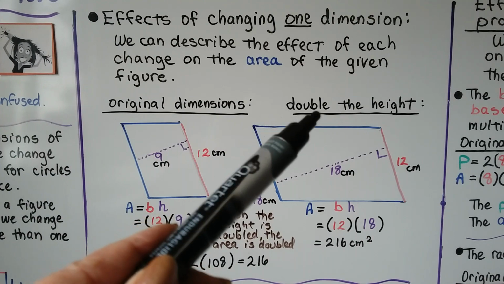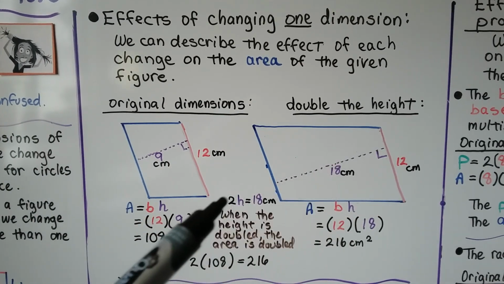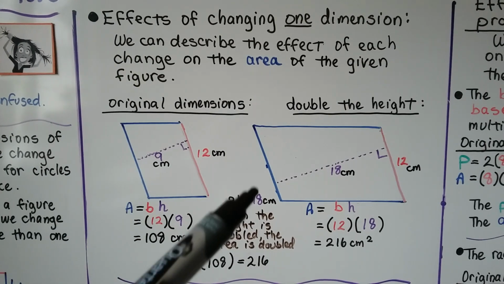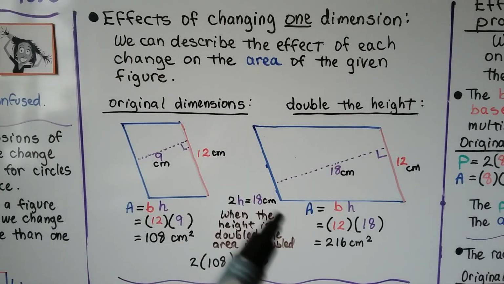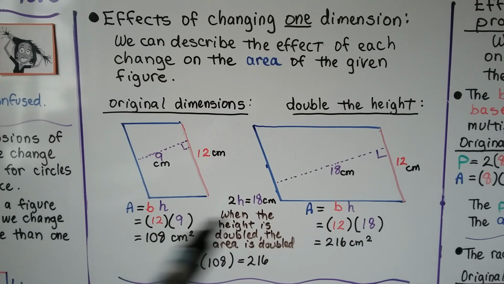When we double the height, we have the same base of 12, but now the height is doubled. 2 times 9, the height is 18 centimeters. Now our area, base times height, is 12 times 18, which is 216 centimeters squared. And when the height is doubled, the area is doubled. We went from 108 to 216. That's double.